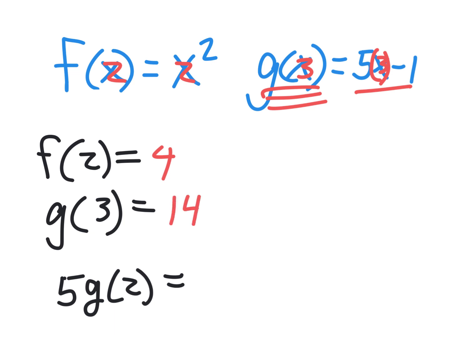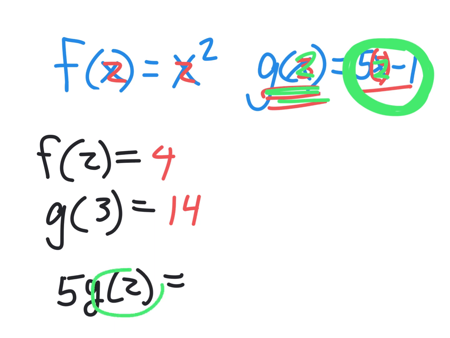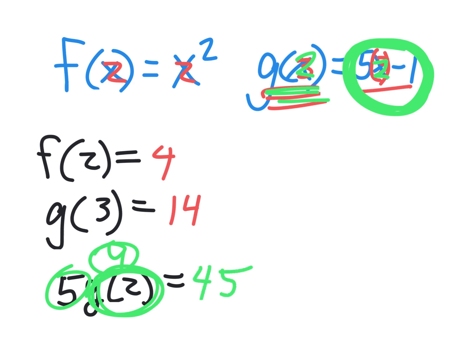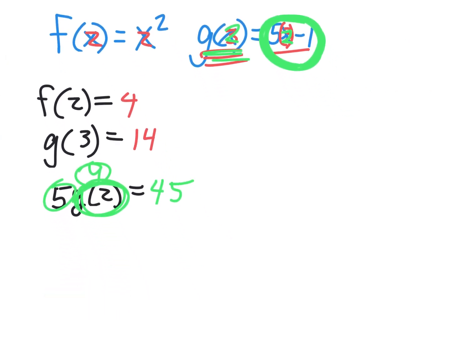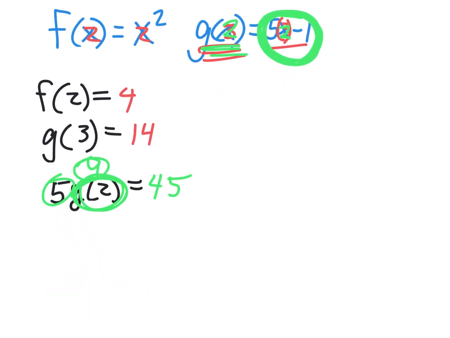Okay, good. And the last one, g of 2. So first I stick a 2 in. G of 2 is 5 times 2 is 10 minus 1 is 9. That's 9. And then 5 times the 9 is 45. How many of you had that one right? Cool.